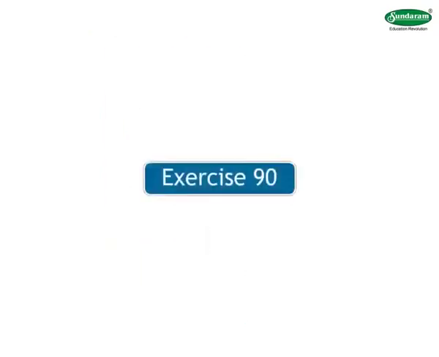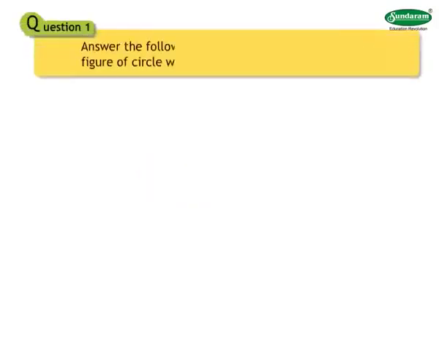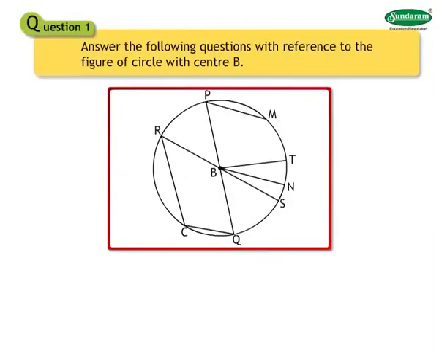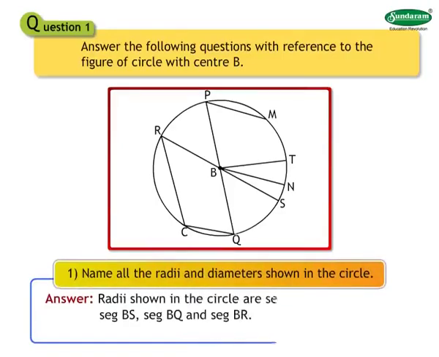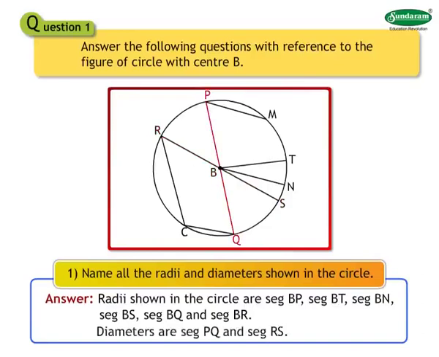Let's try to answer the questions from exercise 90. Question 1. Answer the following questions with reference to the figure of circle with center B. Number 1. Name all the radii and diameters shown in the circle. Answer. Radii shown in the circle are segment BP, segment BT, segment BN, segment BS, segment BQ and segment BR. Diameters are segment PQ and segment RS.